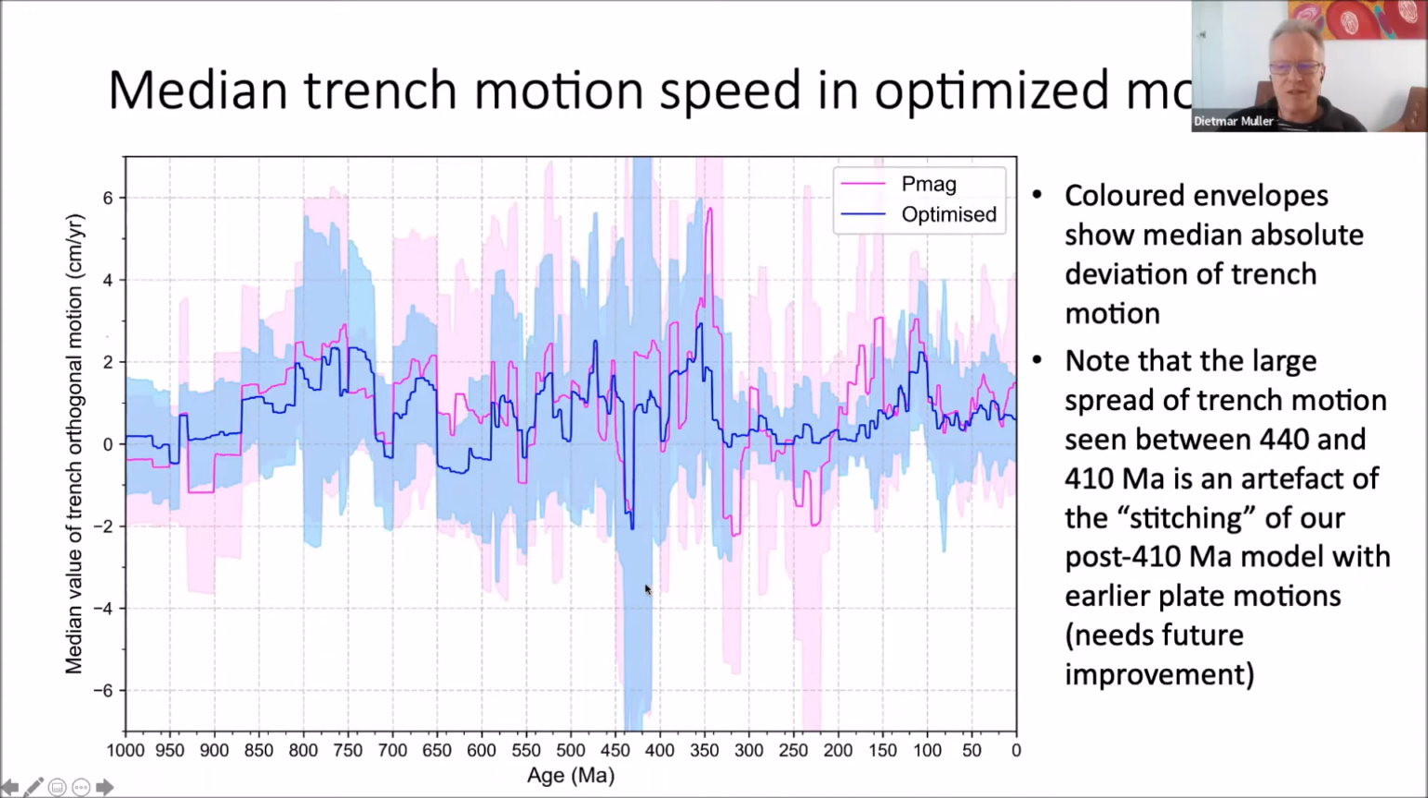You notice especially the large outlier between 410 and 440 million years ago, which is an artifact of the stitching of our post-410 MA model with earlier plate motions, which clearly needs future improvement here. So we are not able to get rid of this at the moment without actually changing the plate model. And so you notice that the unoptimized model, the pink one here, has significantly larger fluctuations in trench motion, including many periods of trench advance down here, right, which we regard as unreasonable because it should be rare. And it is much more rare in our blue model here.